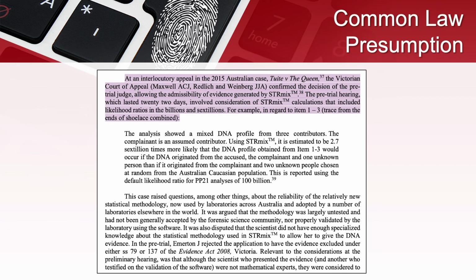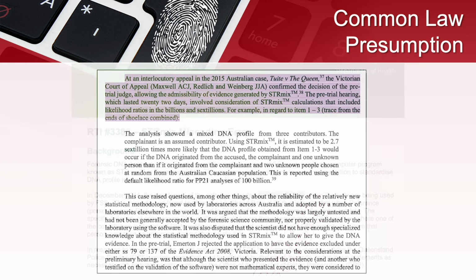In another series of cases that includes Tuart and the Queen, 2015, shown here, appellate courts upheld lower court decisions to disallow evidence involving likelihood ratios computed by forensic DNA analysis software called STRMix. These values were used to represent how likely it was that the defendant's DNA was found as part of mixed DNA samples collected at crime scenes.